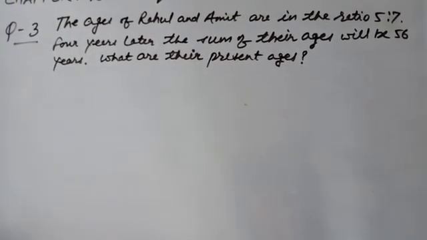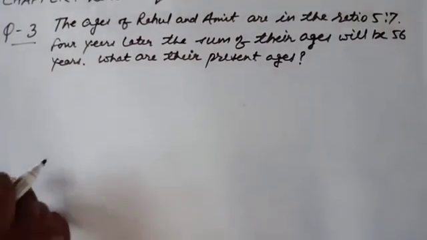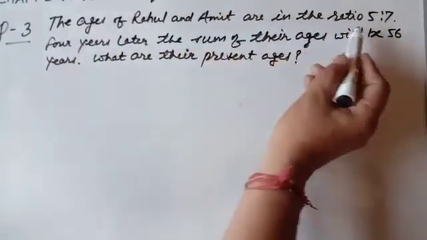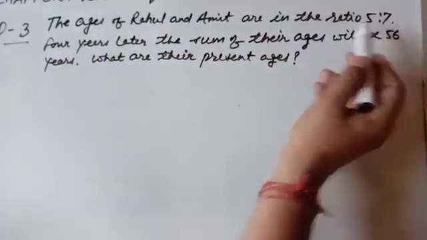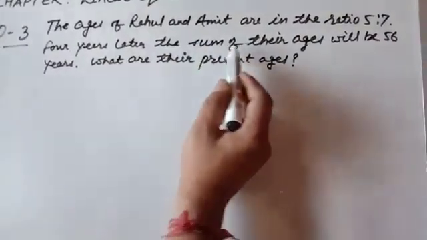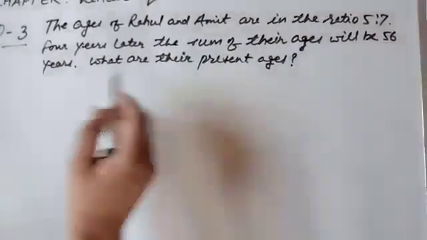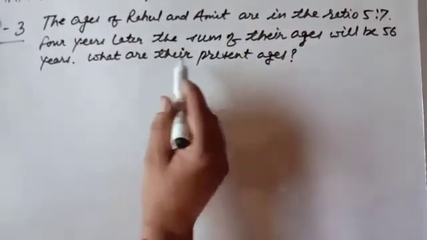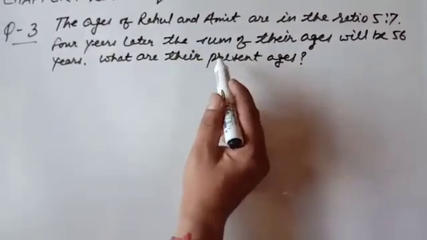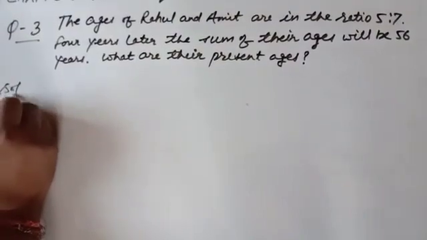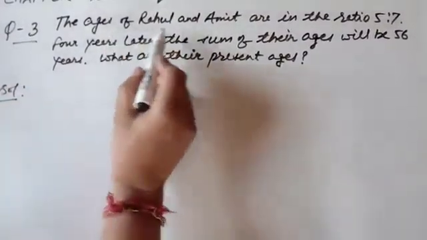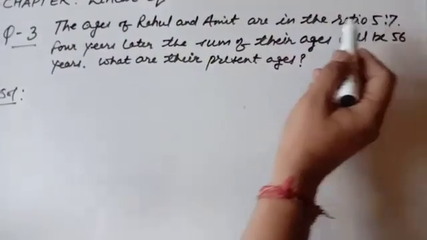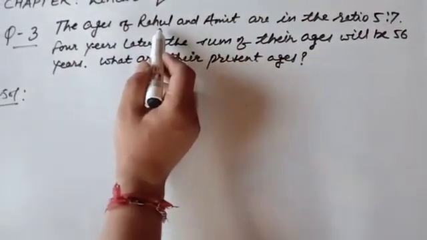Now students, I will take one more word problem. The ages of Rahul and Amit are in the ratio 5:7. 4 years later, the sum of their ages will be 56 years. What are their present ages? So we have to find the present ages of Rahul and Amit. So look at the solution. The ages of Rahul and Amit are in the ratio 5:7. So the ratio of their ages is given.